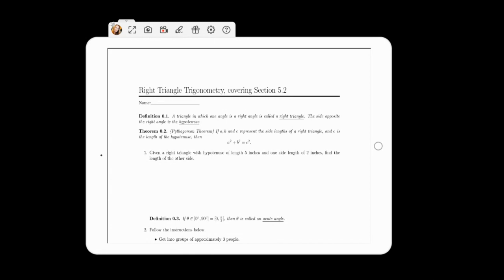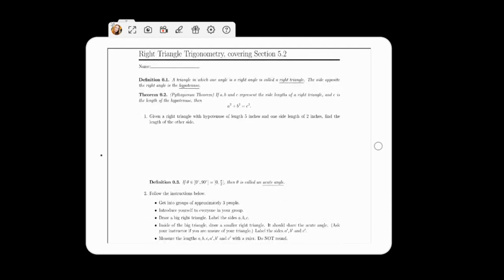So remember that a triangle in which one angle is a right angle is called a right triangle, and that the side opposite the angle is the hypotenuse. Also, we're going to need the Pythagorean Theorem, which states that if A, B, and C represent the side lengths of a right triangle, and C is the length of the hypotenuse, then A squared plus B squared is equal to C squared. So you'll see in this first example the type of problem that we use this theorem in.